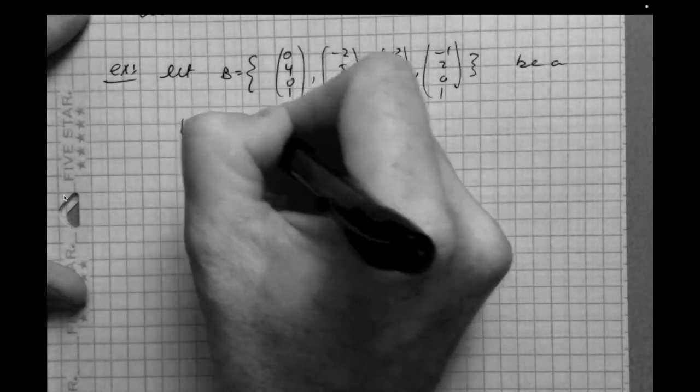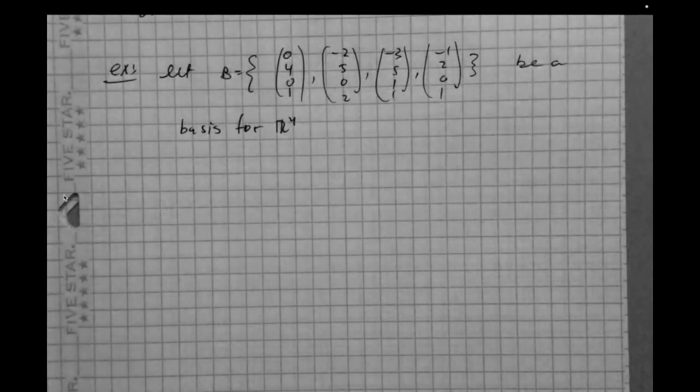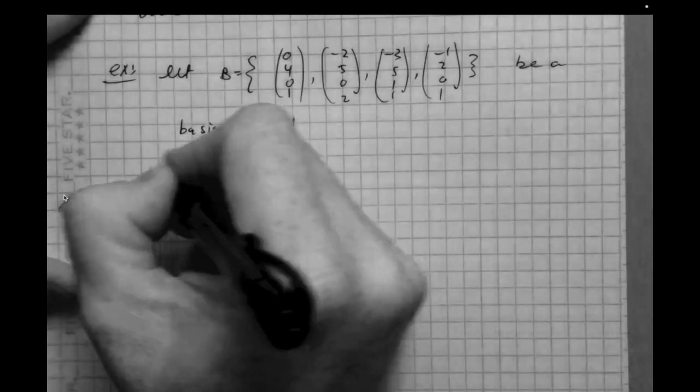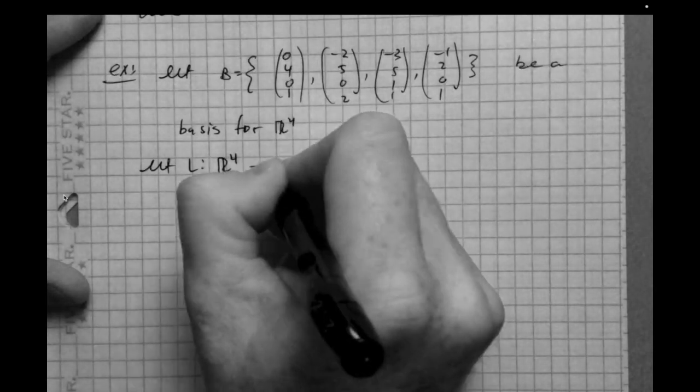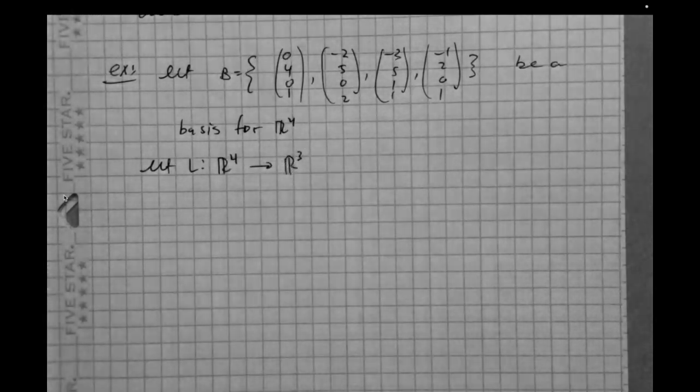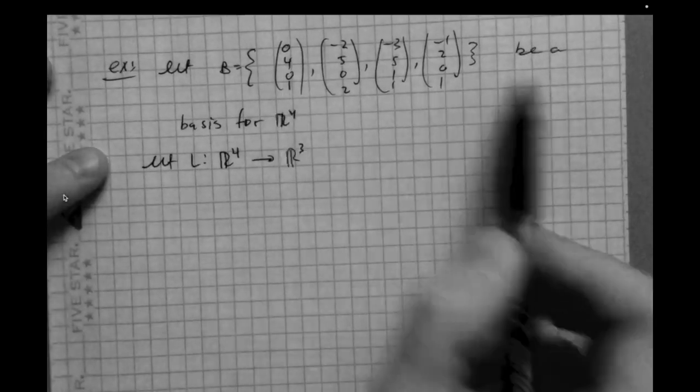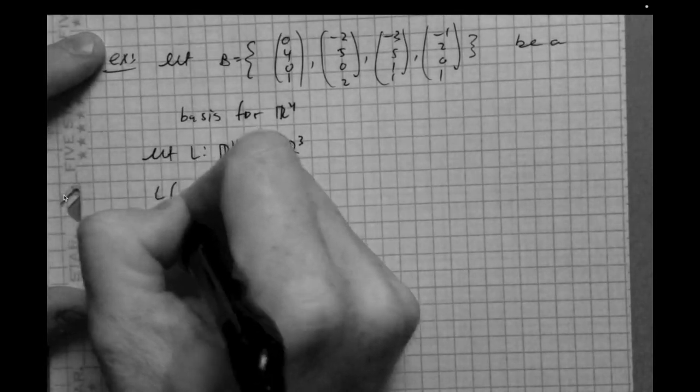Okay, so this is a basis for R4. It turns out it is a basis for R4, so we're not just going to need to assume it. And then let's let L be a linear transformation from R4 to R3. What we're going to do is start by describing what this linear transformation L does to these basis vectors.